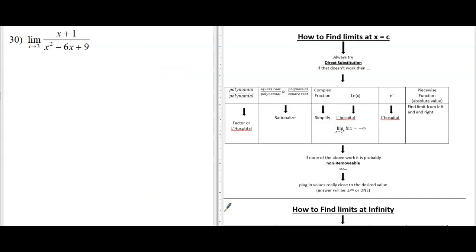So when direct substitution fails, we have to figure out which one of these situations, if any, it is. Now, in this case, it's a polynomial over a polynomial. So I could either do factoring or L'Hopital. Now, in this case, I can't do L'Hopital. Why not? Well, because I had 4 over 0. L'Hopital only works if you have 0 over 0 or infinity over infinity. And so the only thing I could try next is to factor.